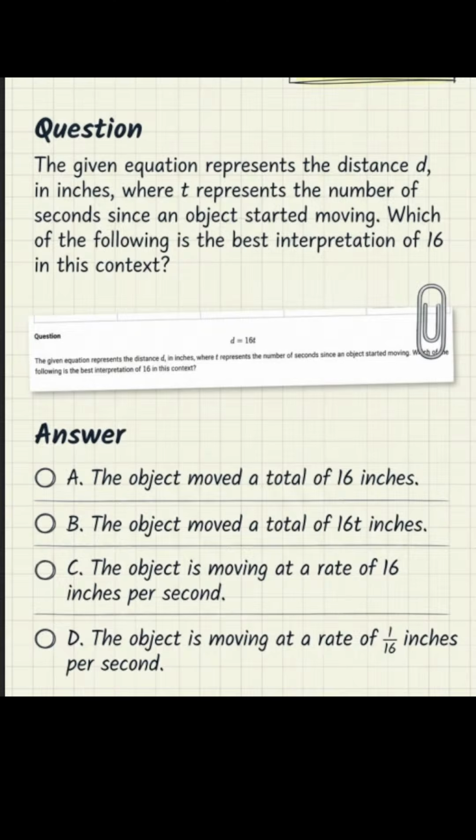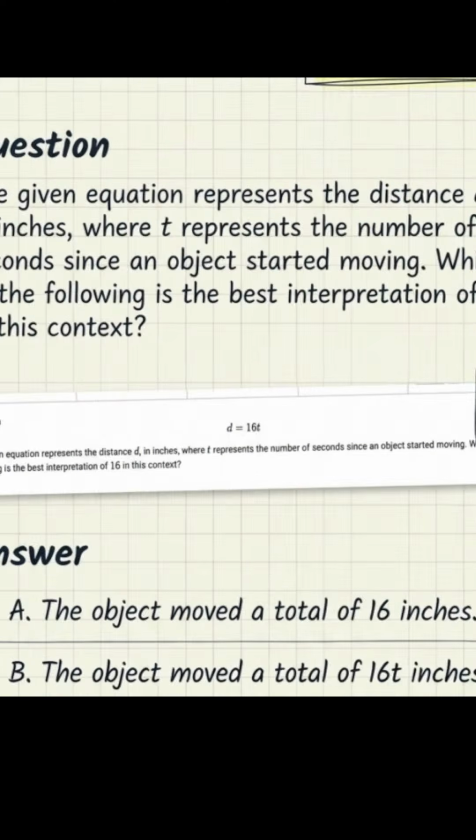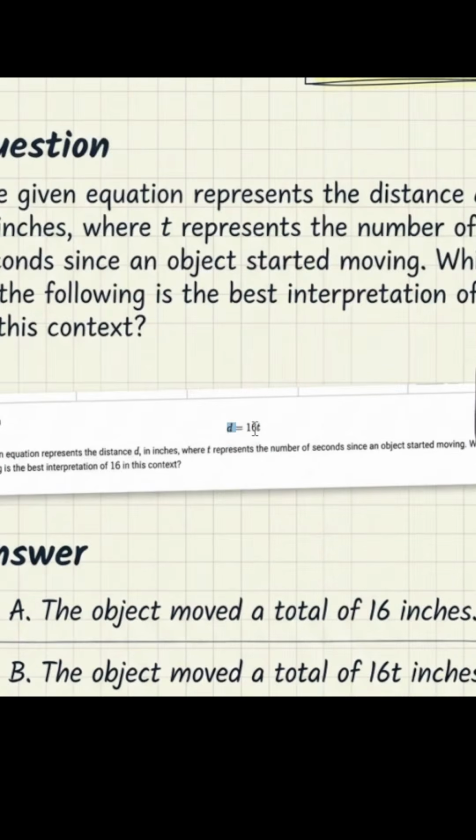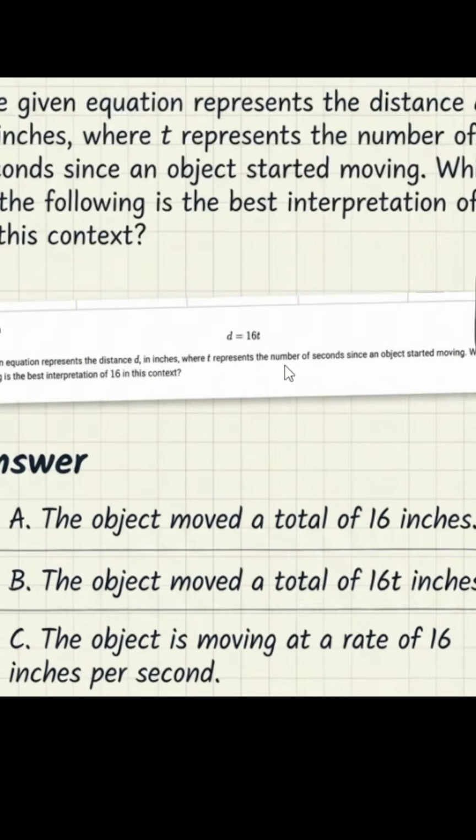Okay, so in this question it is given that the given equation represents d in inches, where t represents the number of seconds since an object started moving. So t is the number of seconds of the journey, and d is the distance covered in inches. Which of the following is the best interpretation of 16 in this context? So here d is equal to 16t. d is the distance covered, t is the time taken, and 16 is a constant. So we have to see what is 16.